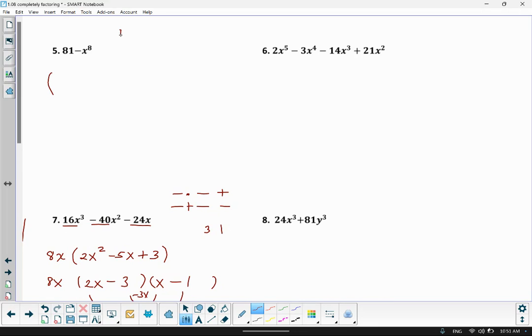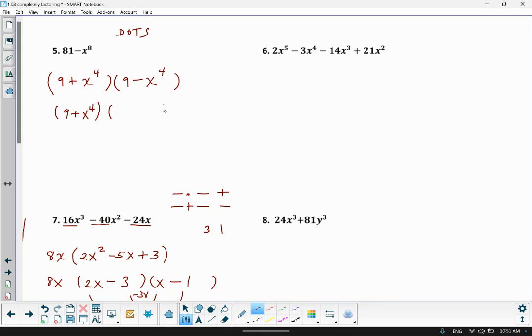So this is DOTS. It meets the conditions: 2 terms, both terms are perfect squares, and there's a minus in between. The square root of 81 is 9, plus or minus, and then the square root of x to the 8th is x to the 4th. But we actually can keep on going. I can't do DOTS to this first binomial because although 9 is a perfect square and x to the 4th is a perfect square, there's a plus sign in between. So it's prime, and we just rewrite it.